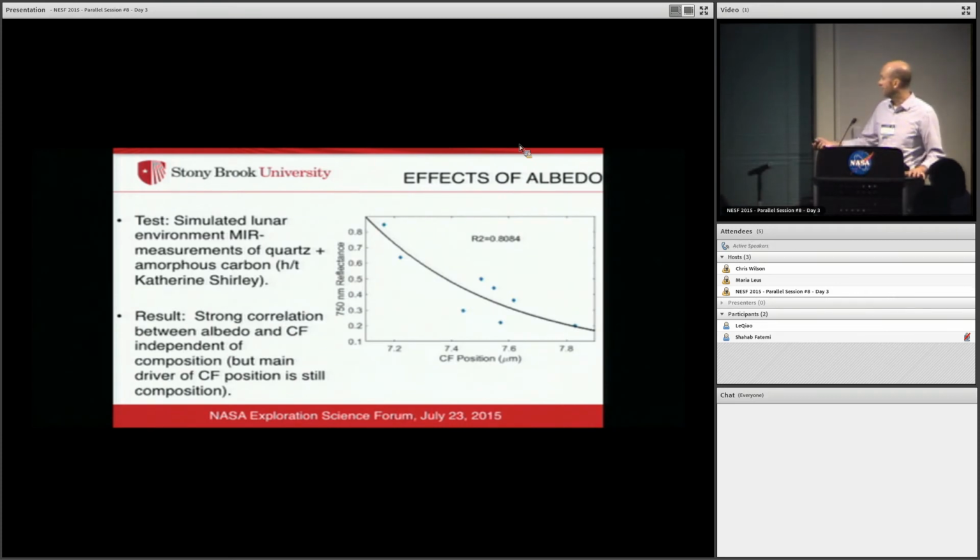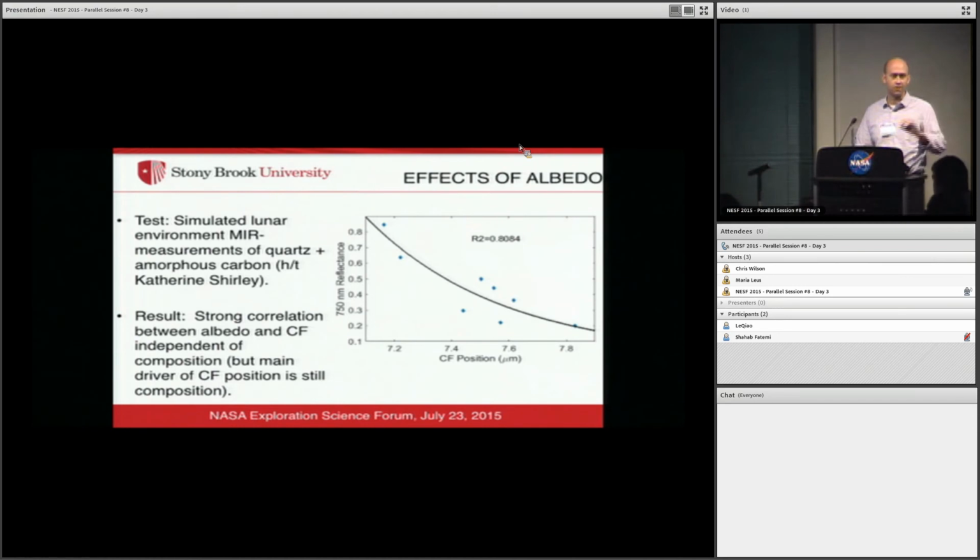So here is a plot where we collected a bunch of spectra of quartz in the lab. My hat tip to Catherine Shirley, one of my graduate students. We ground up a bunch of quartz to less than 64 microns. We took reflectance spectra of them and measured the reflectance at 750 nanometers. And then we measured the CF position. We measured the infrared spectra in a simulated lunar environment chamber at Stony Brook. The difference between these dots, and each one of these dots is a measurement, is we just added tiny, minute amounts of amorphous black carbon.